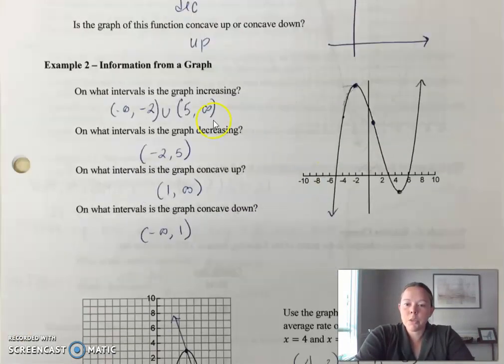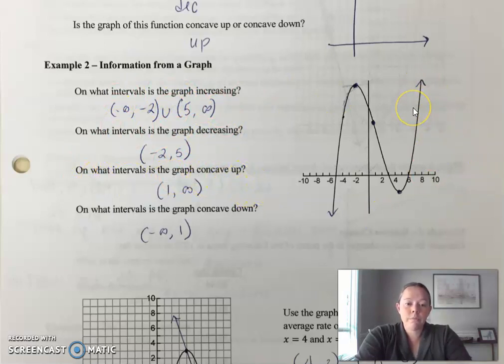Okay, so here's another one, information from a graph. On what intervals is the graph increasing? So go from left to right, when is your function going up? In this case, it looks like negative infinity until you get to negative 2. Then we actually decrease from negative 2 to 5. And then we increase again from 5 to infinity.